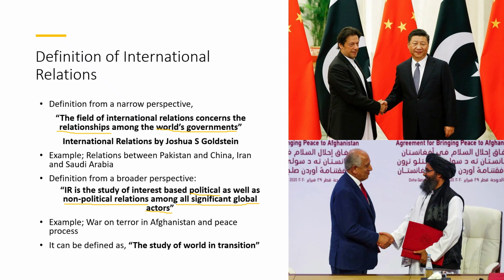Now, what does it mean? It means that besides the world's governments, there are some other global actors also, and these global actors are significant. So it's not just the world's governments and the states that are the global actors, but there are some other entities also that the scholars of IR consider as significant global actors. So this is the difference between the definition from a narrow perspective and the definition from a broader perspective. In the narrow perspective, scholars are just discussing the relations among the world's governments. This is similar to international politics.